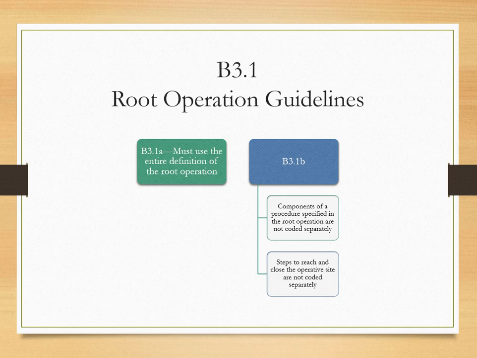So for example, let's say the patient has to have a joint replacement surgery because their knee joint, for example, is all messed up. So taking out the patient's joints to then put in a synthetic joint is not coded separately. Why? Steps to reach and close the operative site are not coded separately. Components of a procedure are not coded separately. And it makes sense. In order to put in the prosthetic knee, you got to take out the patient's own knee joints.